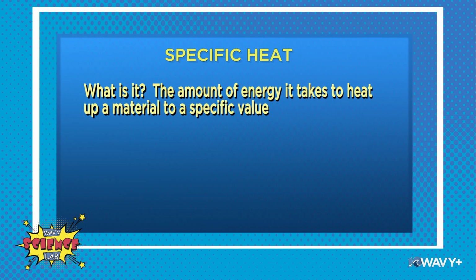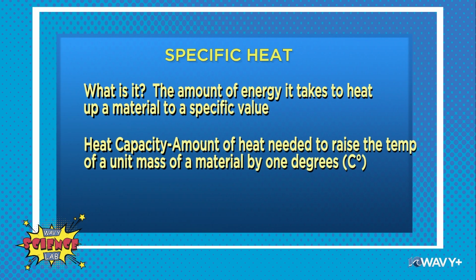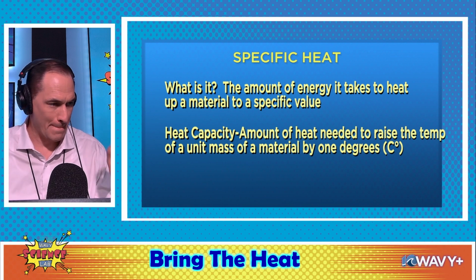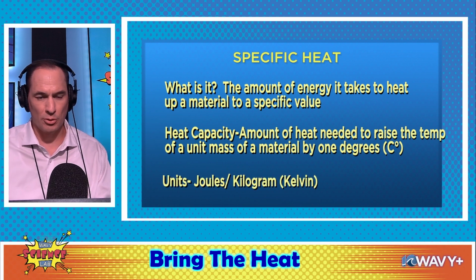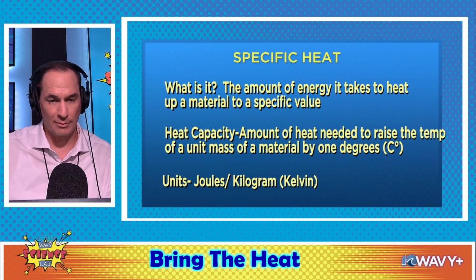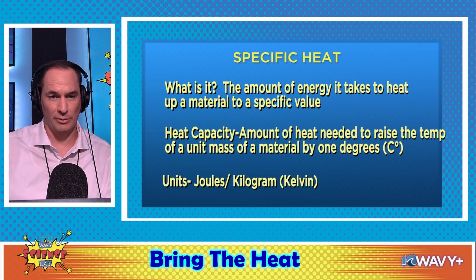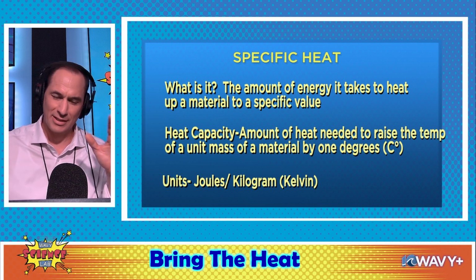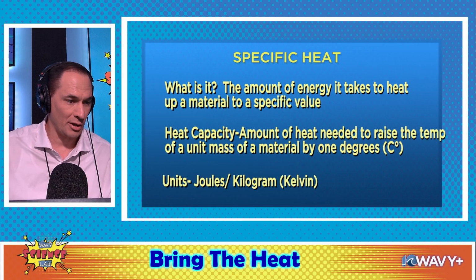The amount of energy it takes to heat up a material to a specific value. And then the heat capacity is the amount of heat needed to raise the temperature of a unit mass of a material by 1 degree Celsius. I know we've been talking about Fahrenheit, but for these scientific units, we're going to talk about Celsius. So there are the units. I don't want to confuse you too much. We're not going to go into this too much. The units are joules, which is energy, per kilogram, mass, and then Kelvin, which is the temperature. That's technically what the units are.